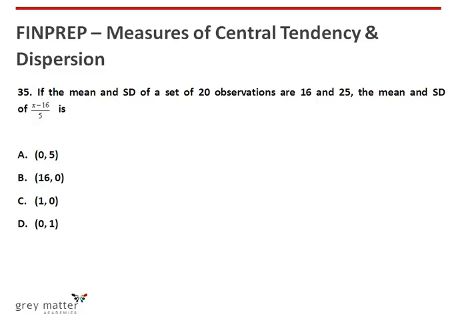So the answer is option A, which is 0, 5. Going to our PowerPoint presentation, it is option A, which says 0, 5. That is the mean and standard deviation of (x minus 16) by 5, given that the mean and standard deviation of a set of 20 observations are 16 and 25. So the option A, 0, 5.